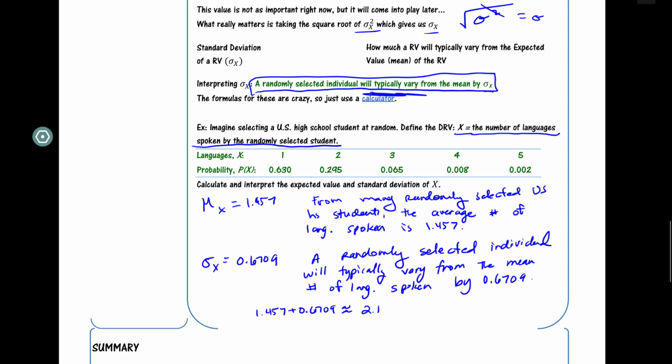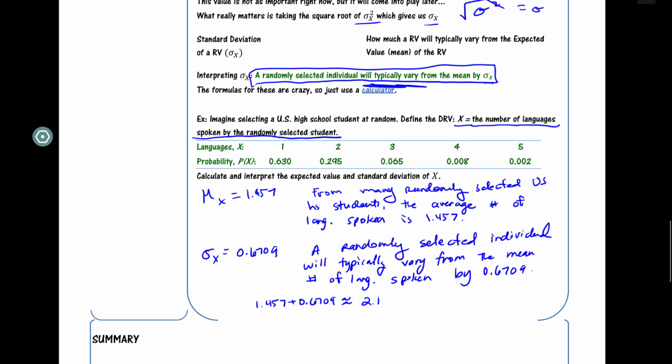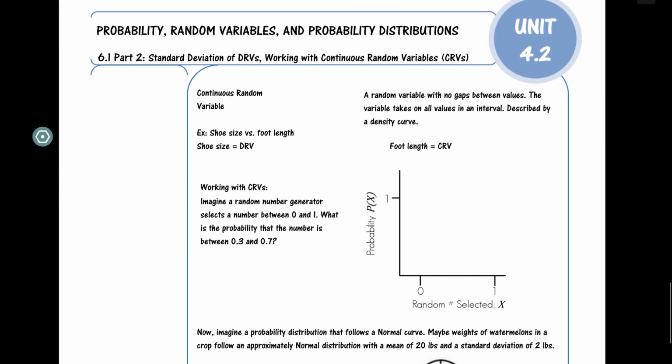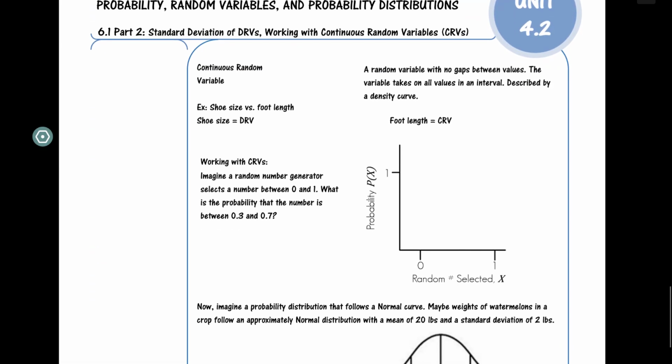Now, the final thing that we want to do in today's lesson is to take a look at continuous random variables. So, continuous random variables is really going to rehash some of the things that we've already discussed. A CRV, or continuous random variable, is a random variable with no gaps between values. These variables take on all values in an interval, and we describe them using a density curve. The example that I always like to use with this is to revisit the shoe size versus the foot length example. Both of them are measuring the same thing, how big a foot is.